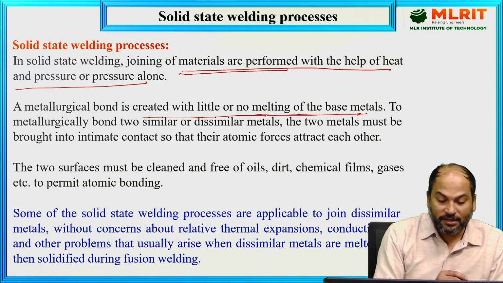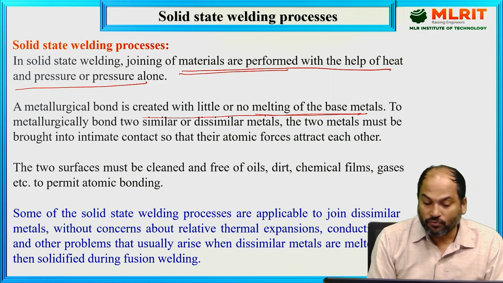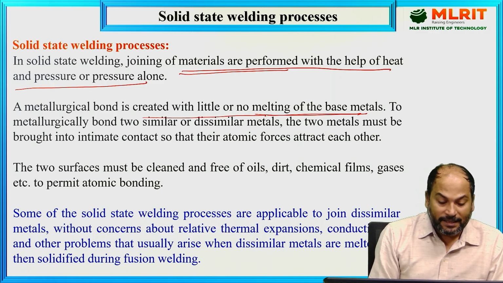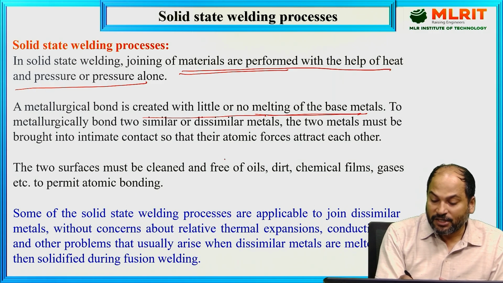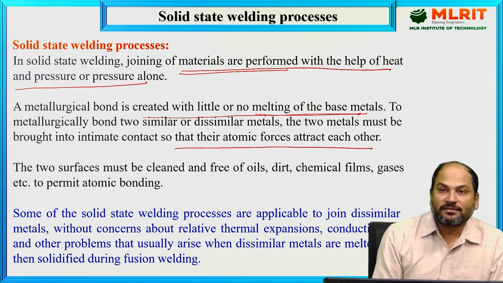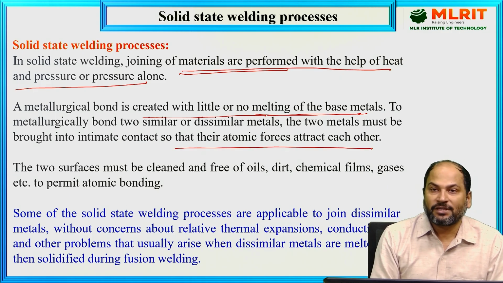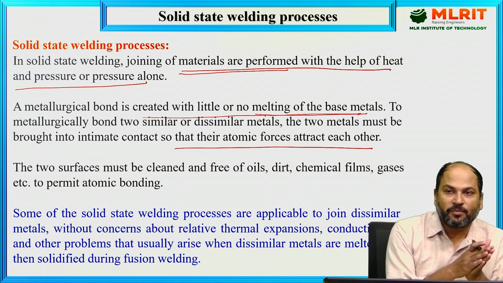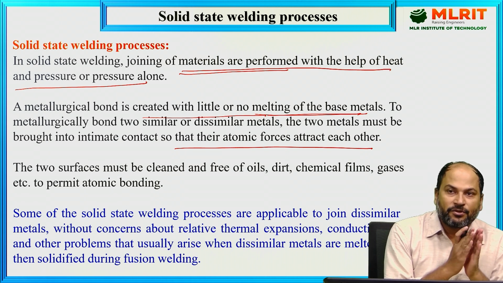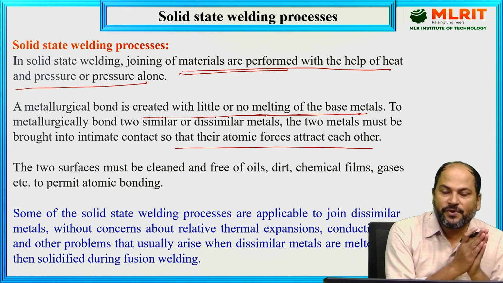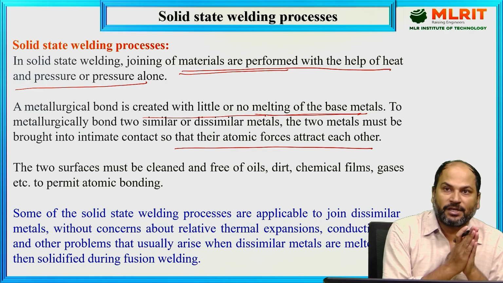So to metallurgically bond two similar or dissimilar metals, the two metals must be brought into intimate contact so that their atomic forces attract each other. This is very important. If you are not using heat, and only through pressure you are joining two parts, it is very important to understand that the two parts that you are going to weld together should be very close to each other.